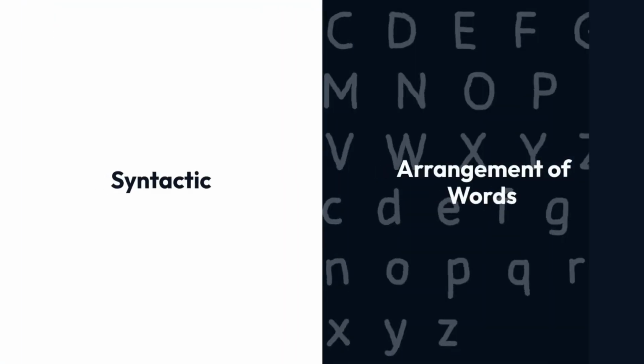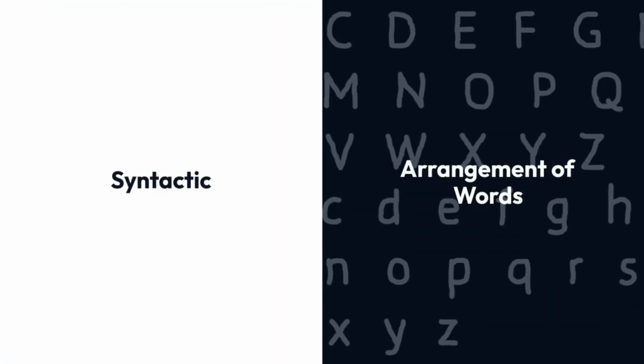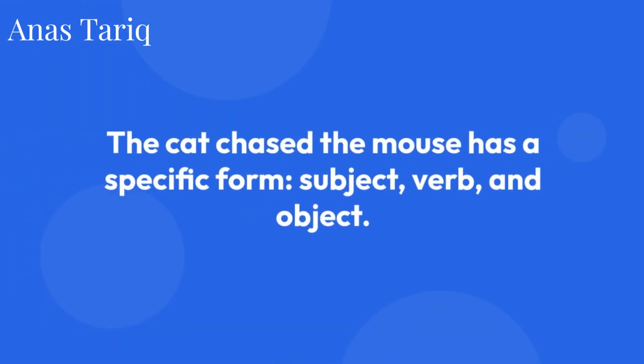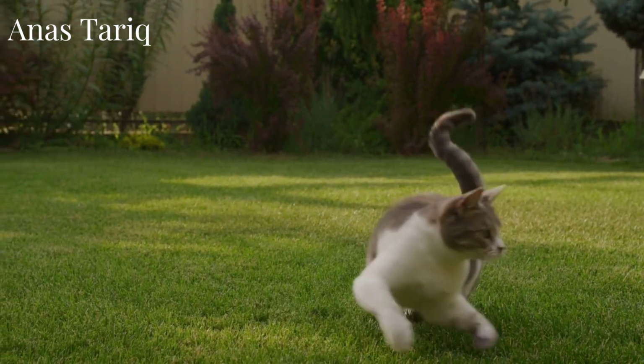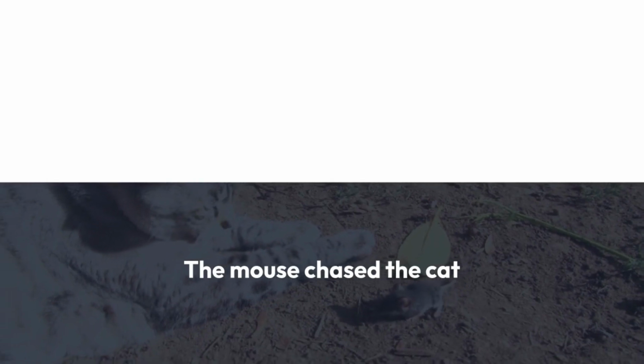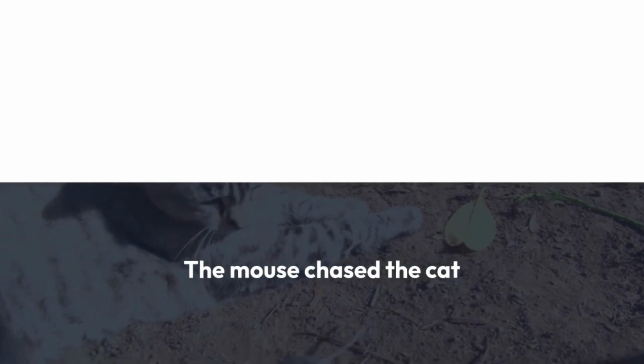At the syntactic level, form refers to the arrangement of words in a sentence. For instance, the sentence "the cat chased the mouse" has a specific form: subject, verb, and object. Its meaning is the idea that a cat is pursuing a mouse. Rearranging the words, like saying "the mouse chased the cat," changes both the form and the meaning.